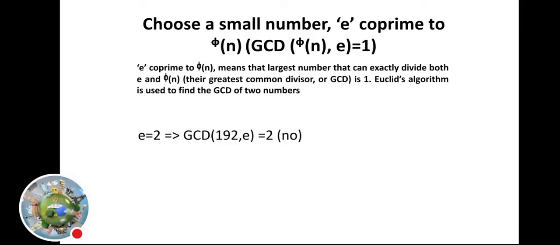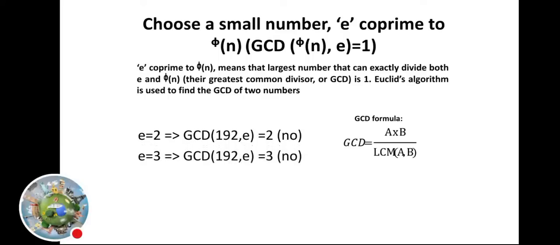E equals to 2, GCD of 192 comma e, that is 2, so the result will be 2, so it is not valid. If you want to find the GCD, you can use the LCM method. GCD equals to a into b divided by LCM of a and b. E equals to 3, then GCD of 192 comma 3, the answer will be 3 only. E equals to 4, GCD of 192 comma 4, then the answer will be 4 only.